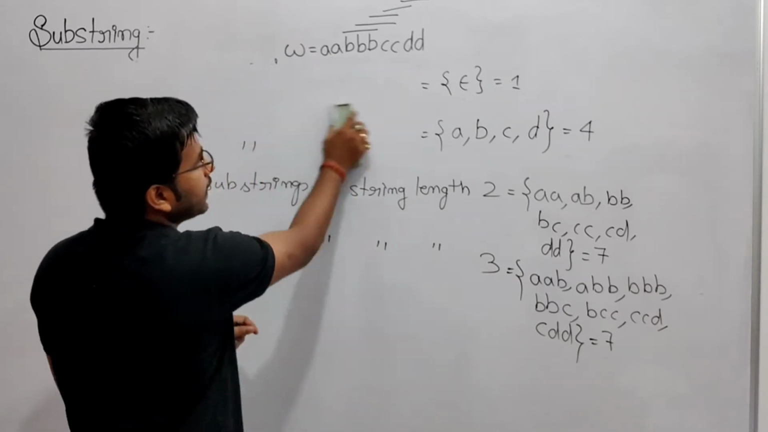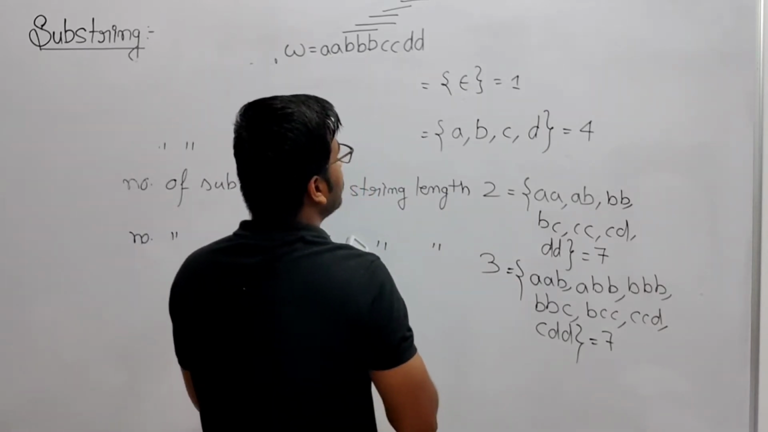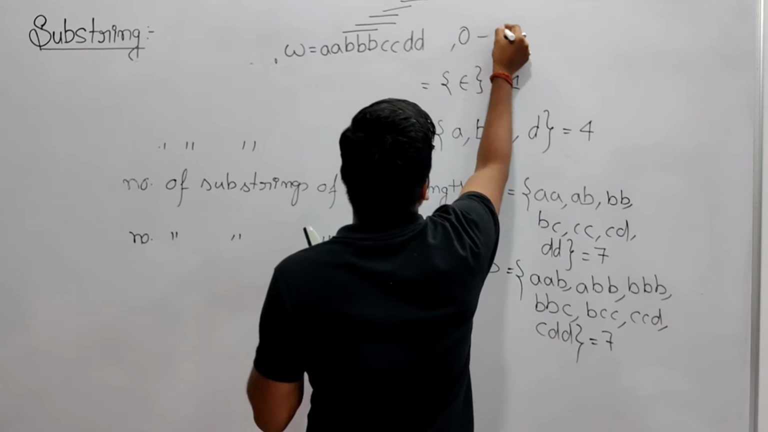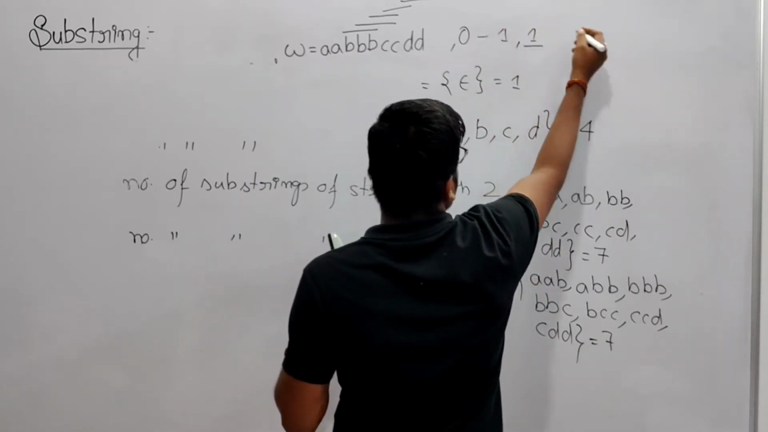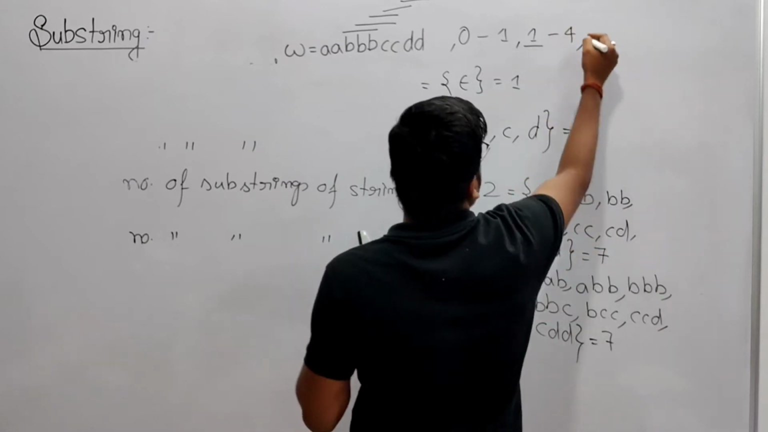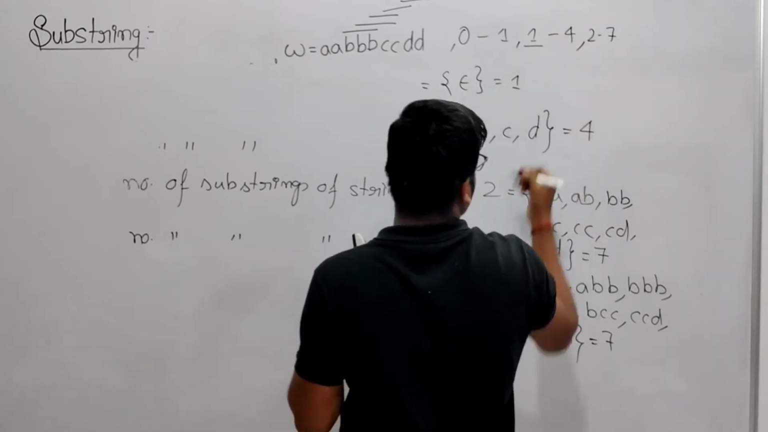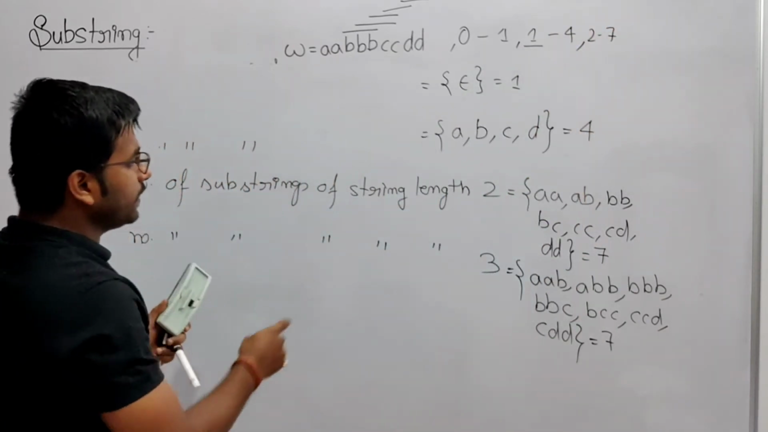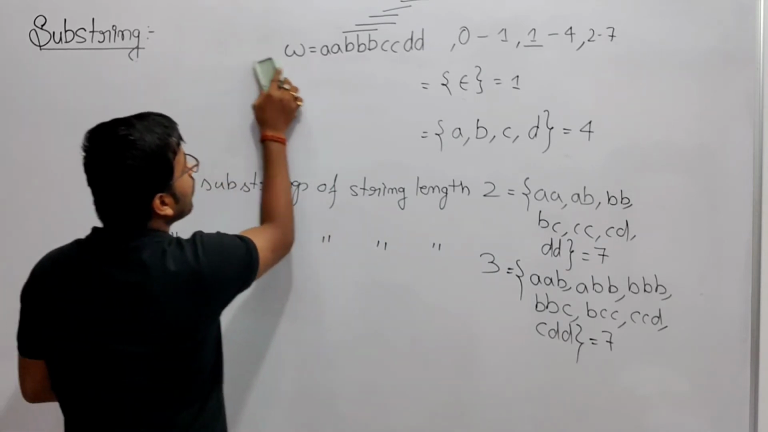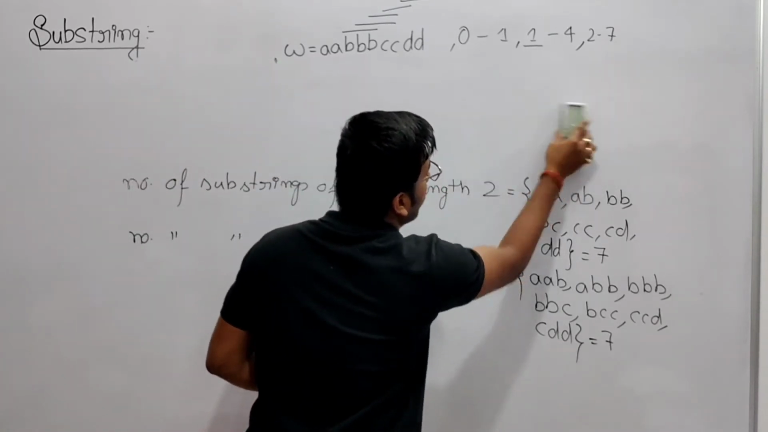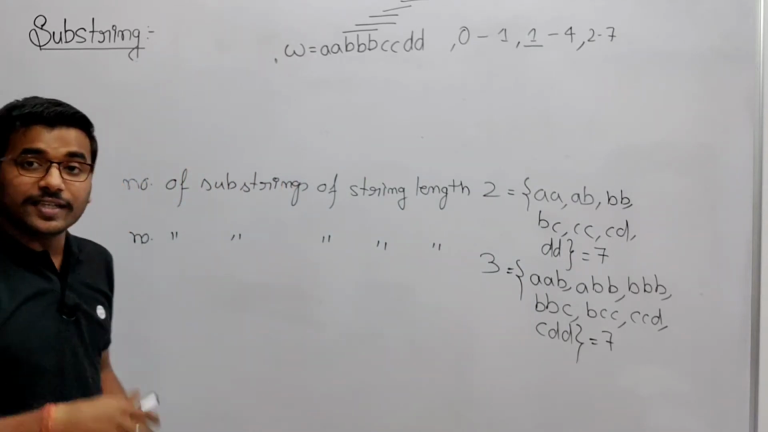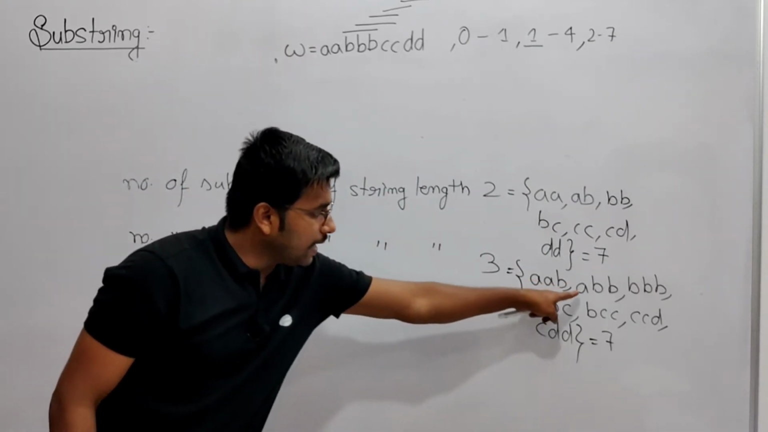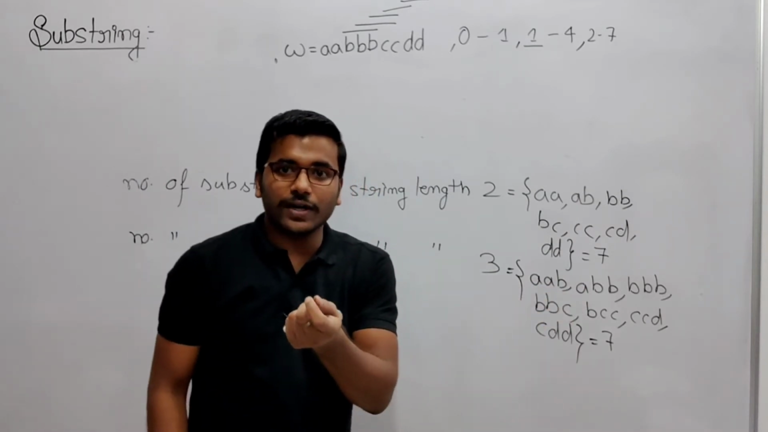What formula? For length 0 we got 1. Then for length 1 we got how many substrings? 4. Then for length 2 we got 7. Now for length 4, 5, and so on, how do we find that? Since here I am assuming the length 3 substring as individually one symbol.